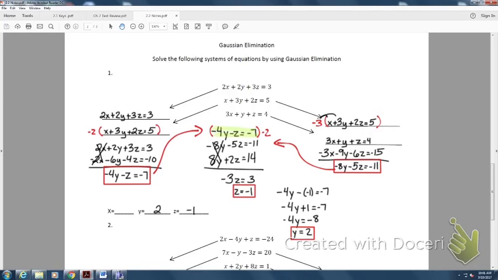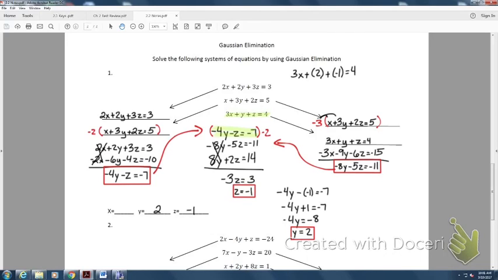Now that I have z and y, I need to plug them back into the original three. That third equation has y and z, and neither one has a coefficient, so in my mind that one's going to be the easiest to work with. So I'll have 3x plus y, which is 2, plus z, which is -1, equals 4.